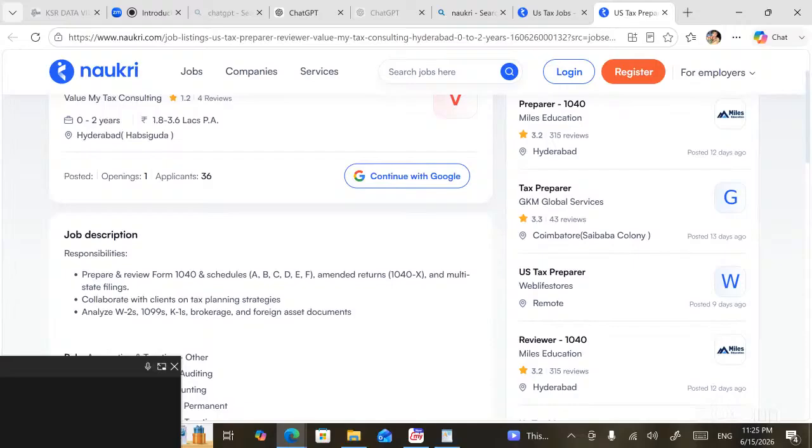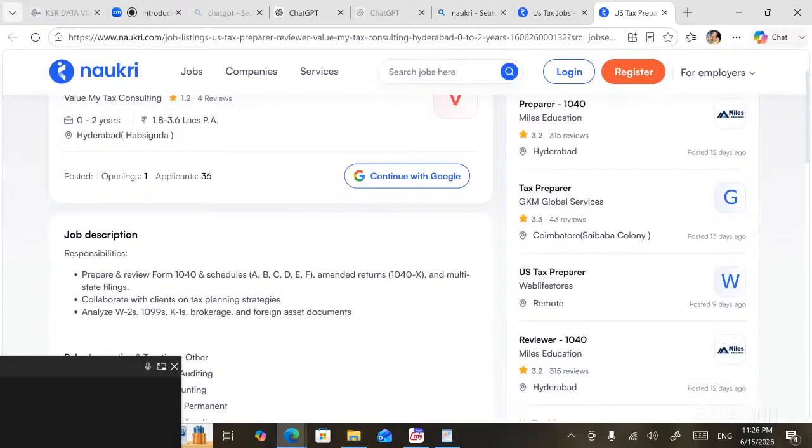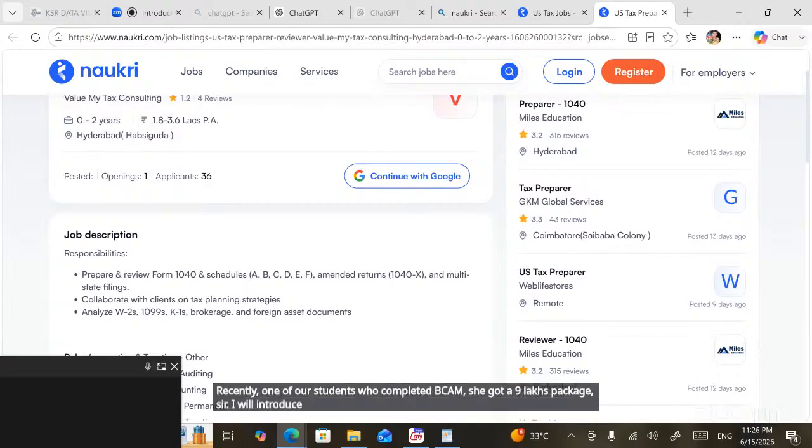So BCom, like they are making fun of BCom people, but BCom is booming now. Recently, one of our students who was doing BCom got a 9 lakhs package, sir. I will introduce her. She has still not completed her BCom. She was pursuing it here only, at Avinash College of Commerce. She completed an analytics course also from the BCom point of view only. So she got a 9 lakhs package before completing her BCom.